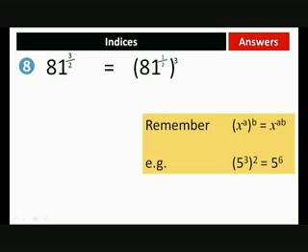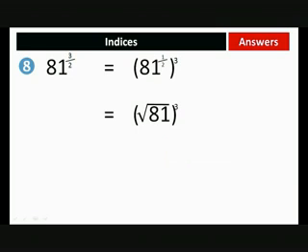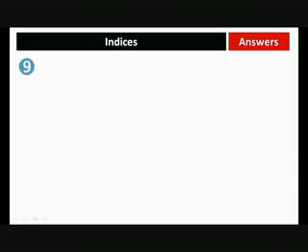Well, that's useful because power of a half is the same as square root. So what we've got is the same as square root of 81, to the power of 3, which is 9 to the power of 3, or if you prefer, 729.